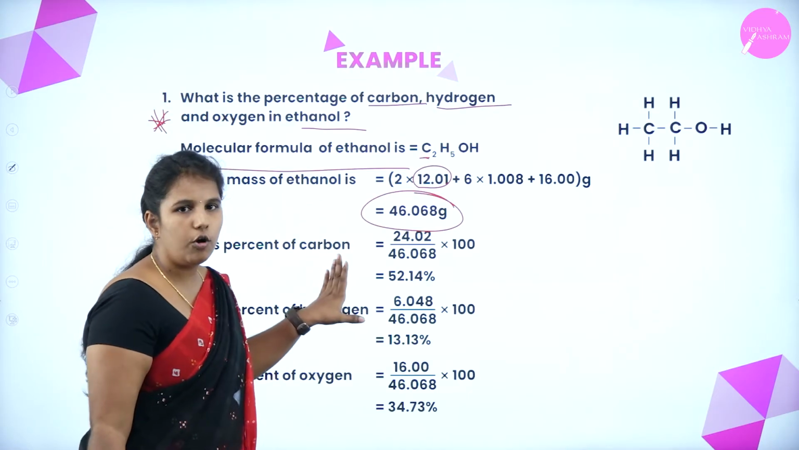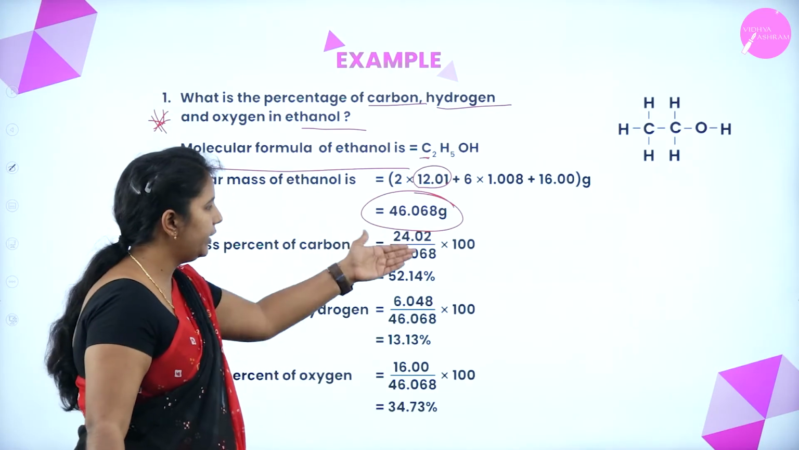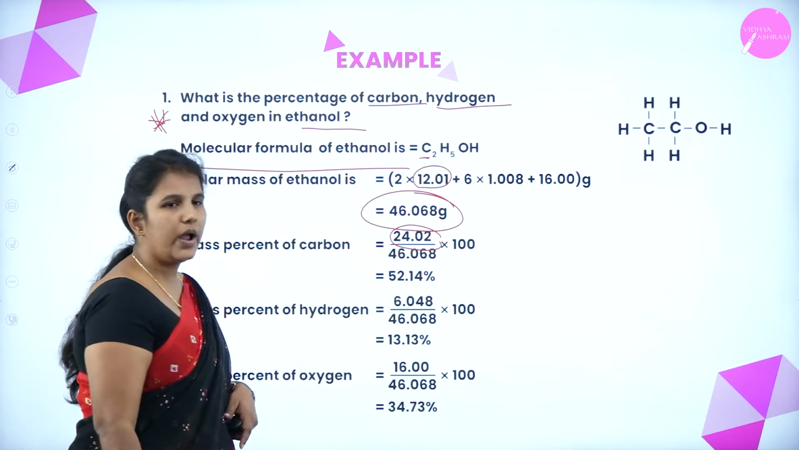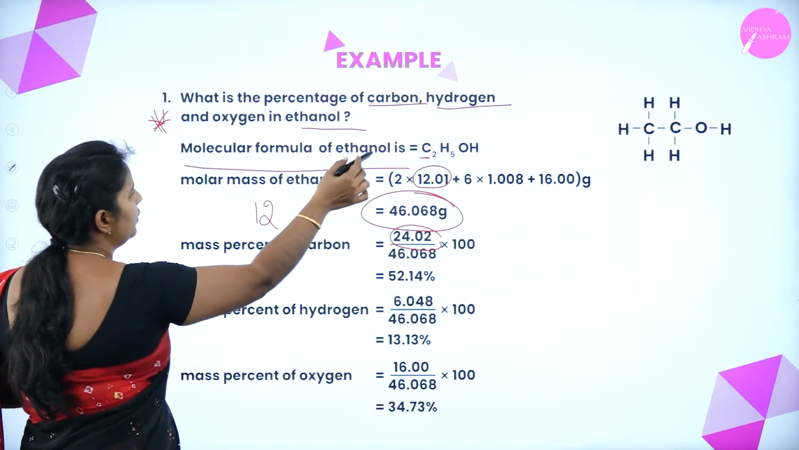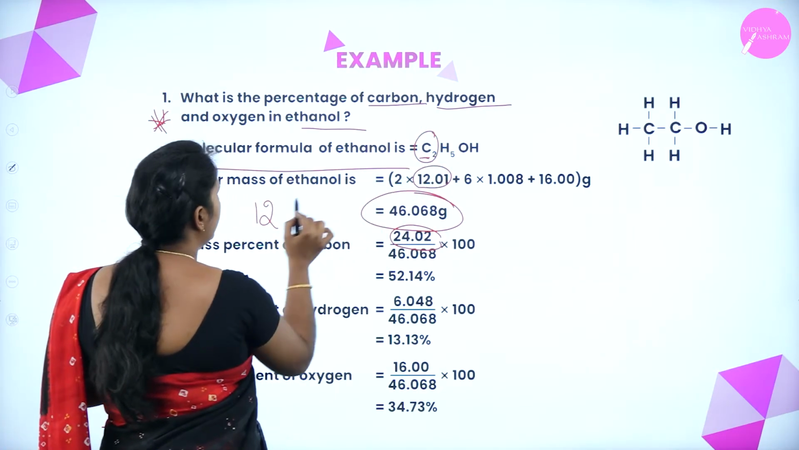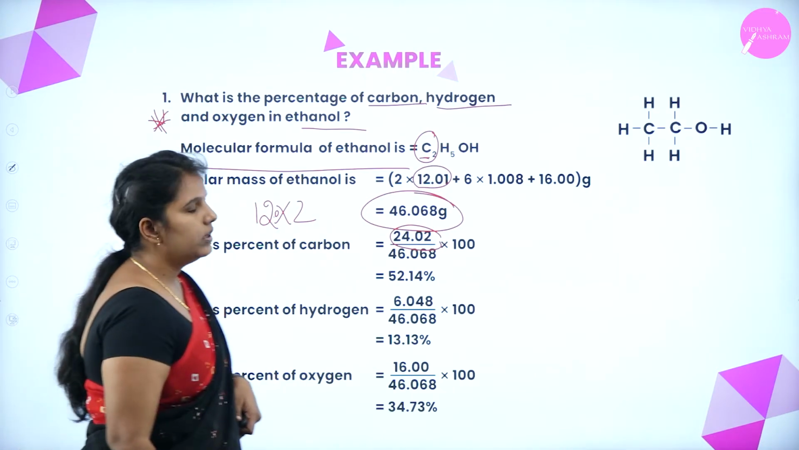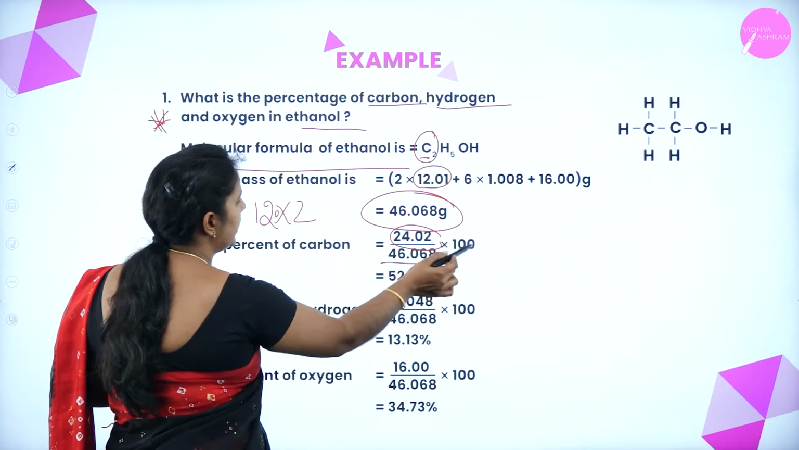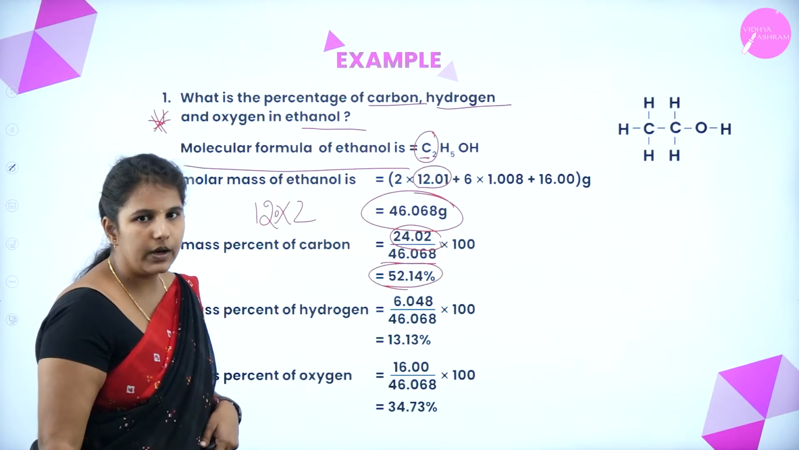Then we calculate the mass percentage of the carbon, hydrogen as well as the oxygen. Just use the formula, that is the mass of the element divided by the molar mass of the compound into 100. So this is the mass of the carbon. Why is it 24? Usually it is 12, no? But here you can see that there are 2 carbon atoms, so it is multiplied with 2. So you will get 24.02 divided by the molar mass into 100, and you will get 52.14%.